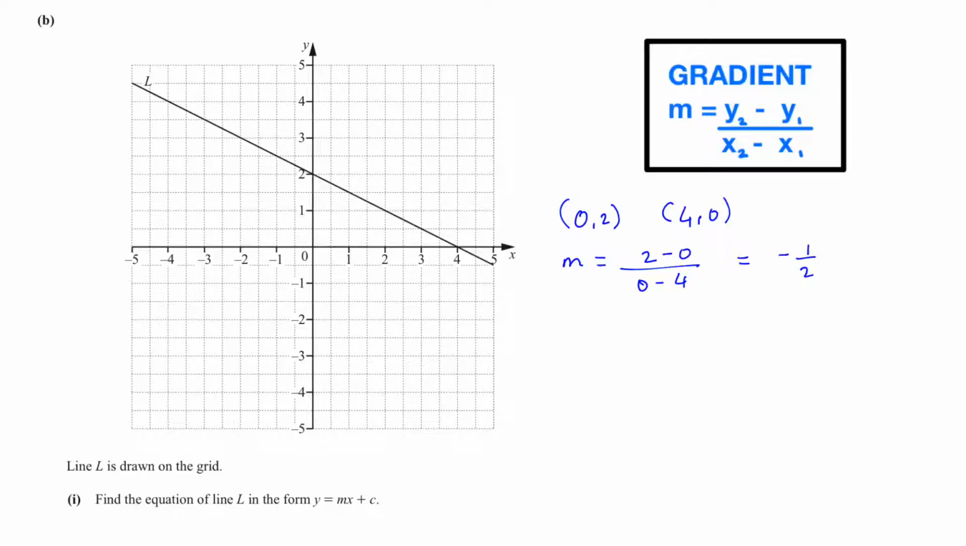We have to write it in this format. We already got our m. We need to find c. C is the y-intercept, which in this case is 2. Therefore, we can write it directly, negative half x, half is the gradient, plus c, which is 2. That is the equation of the line L.